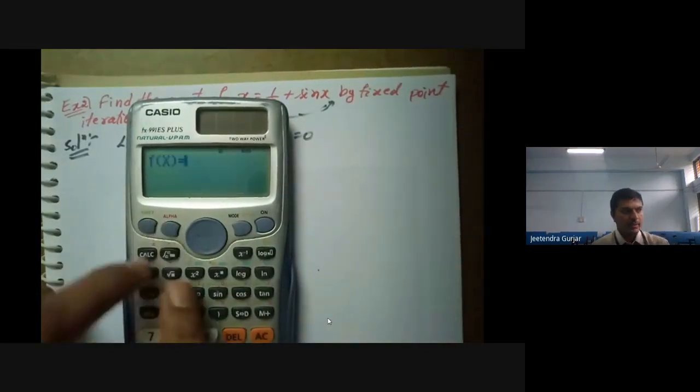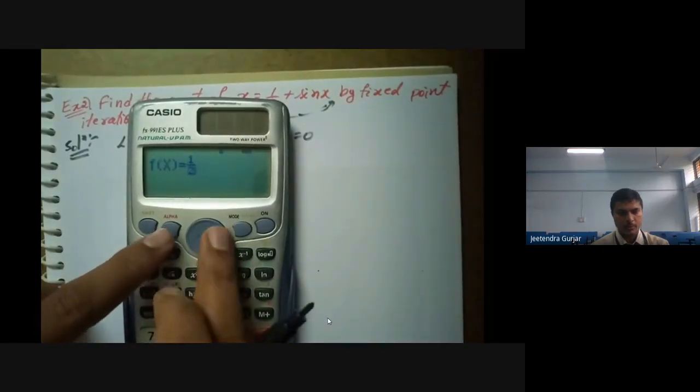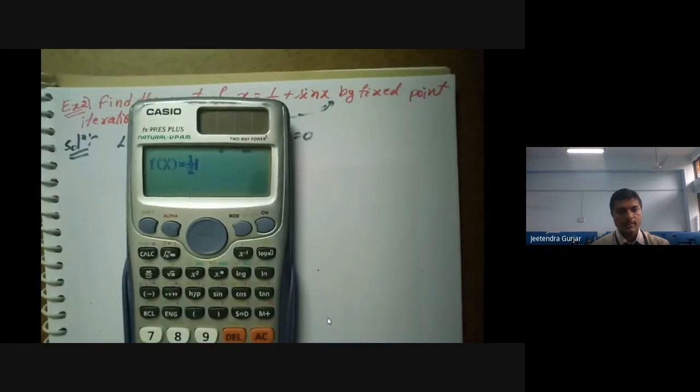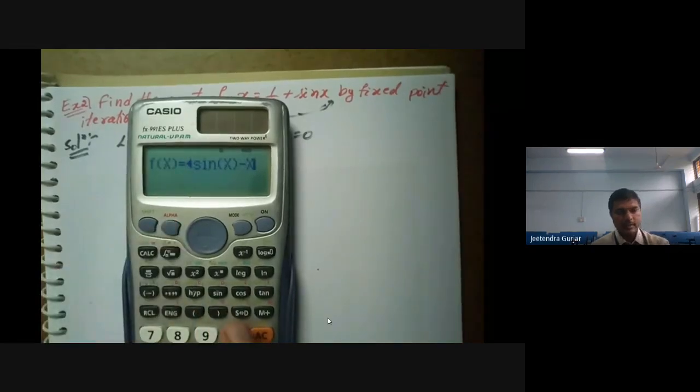Then type the equation f of x. Already you have seen it, it is division 1 upon 2 minus, plus, sorry, plus sin x minus x. I think till here everyone has got how to take the equation f of x is equal to. This is going to give the table. Fine. So I'll just put equal to.